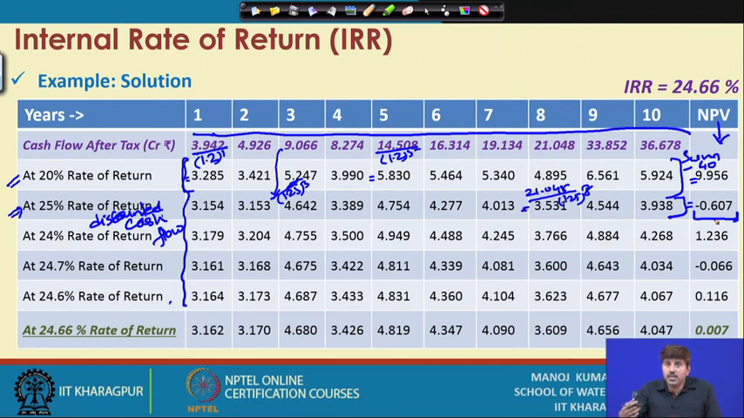Net present value has turned negative means you are not going to get 25% return. So, your return is likely to be less than 25%. We took the first two iterations, 20% and 25%, and we figured out that net present value is positive at 20%. So, the IRR has to be greater than 20%, while net present value is negative at 25%. So, IRR has to be less than 25%.